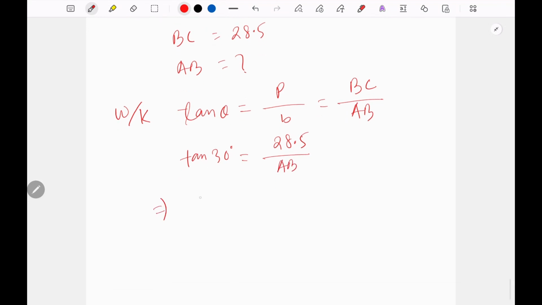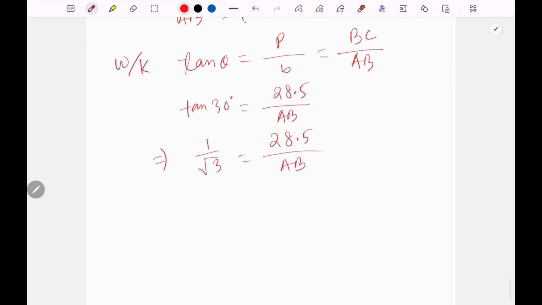Again tan 30 is 1 by root 3. See, tan 60 is root 3 and tan 30 is 1 by root 3. So this is again 28.5 divided by AB. So from here we can write AB. AB into 1 is AB and root 3 will be multiplied to 28.5. So ultimately 28.5 root 3. So this is the length of AB.